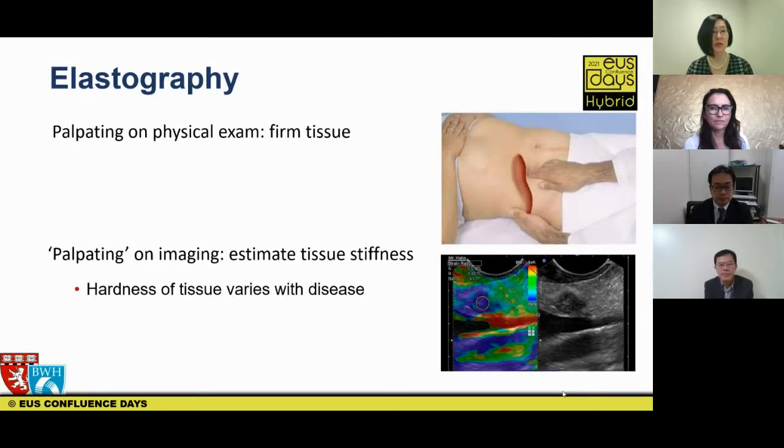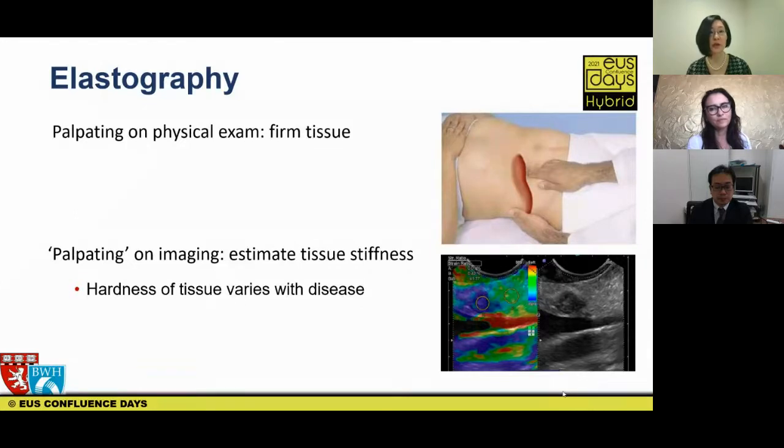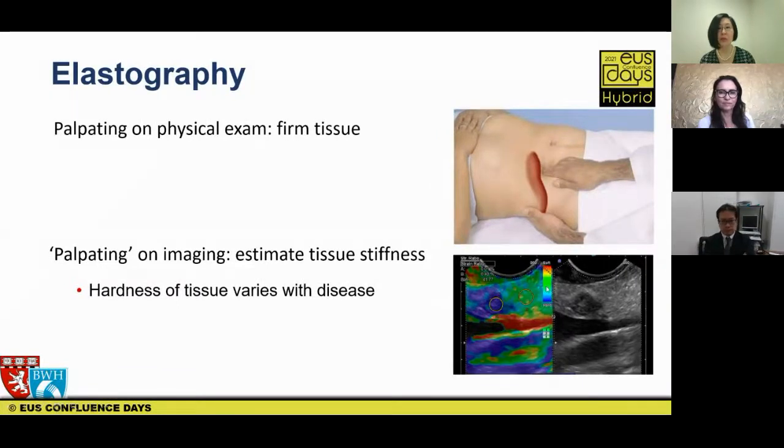The reason we believe this is helpful is because different disease states have different tissue stiffness associated with them. For example, cancers are harder, firmer tissue as opposed to inflammatory conditions where the tissue is softer. In the EUS images on the bottom right, you see a standard B mode EUS image showing a hypoechoic mass in the pancreas. On the left, you can see the colorful imaging of the elastography, with a rainbow of colors on the bar: red and yellow representing the softest tissue, green intermediate, and blue the firmest tissue.